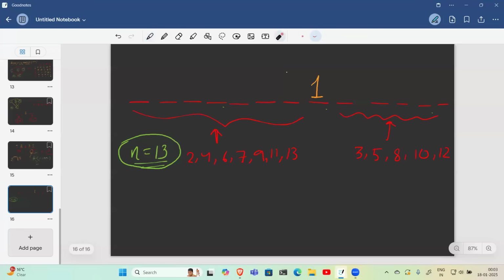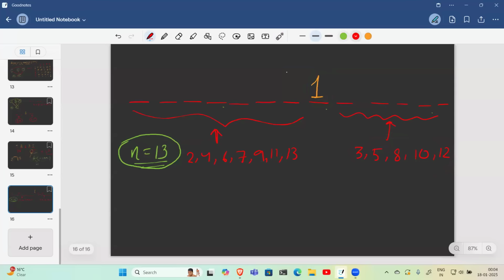Okay, so what does that mean? That means that all these nodes 3, 5, 8, 10, and 12 were actually neighbors of 1 in the input graph, and all these nodes were not neighbors of 1 in the input graph. Great. Now try to find out where I can place 2. So I've placed 1. Where can I place 2?